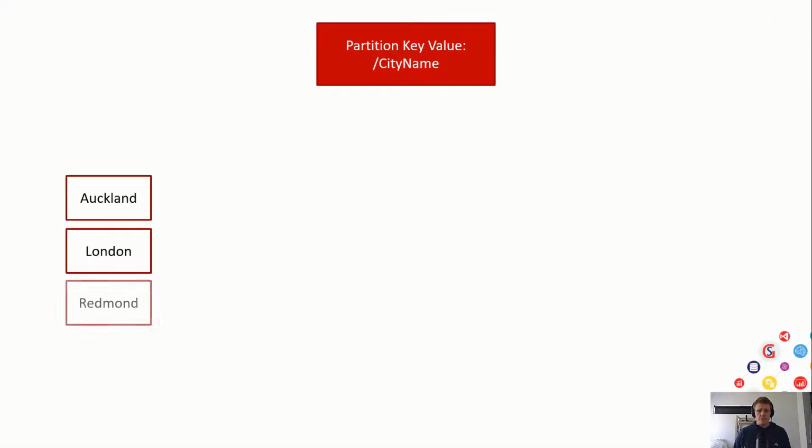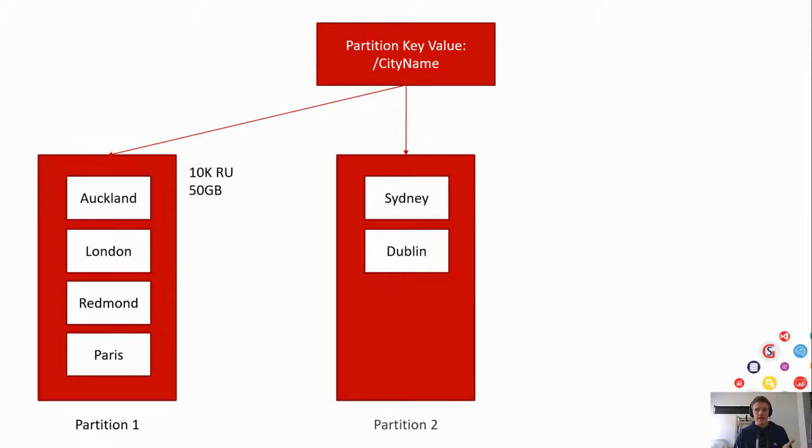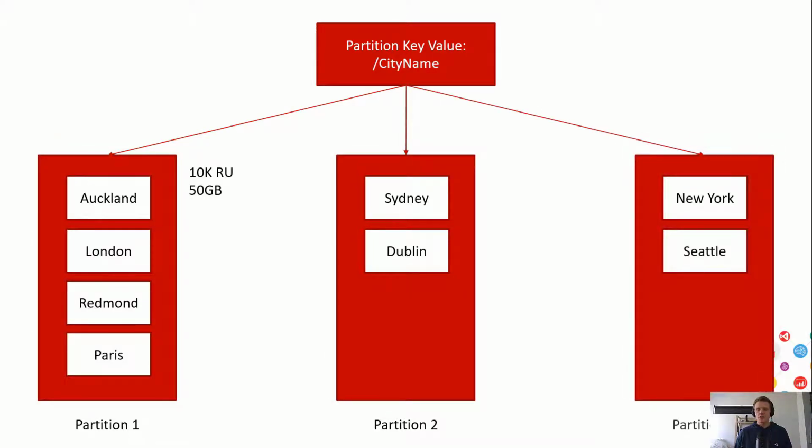In this example, let's say that we have a container containing hotels that's partitioned by city name. So every time we add a document to our hotel container that has a city name value of Auckland, it would be placed inside that logical partition. And let's say we add a bunch of documents, and each time new logical partitions are created as we're adding documents with hotels that are situated all across the world in different locations.